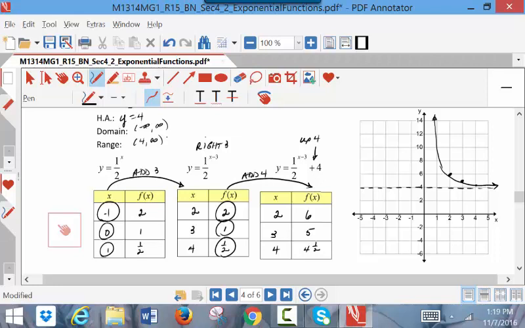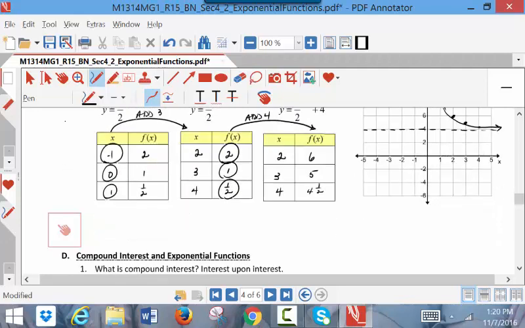So the fractions are a little different. Okay, they look kind of weird. You just have to remember in your mind they're always decreasing, they're going down. The fractions, you're always going down.